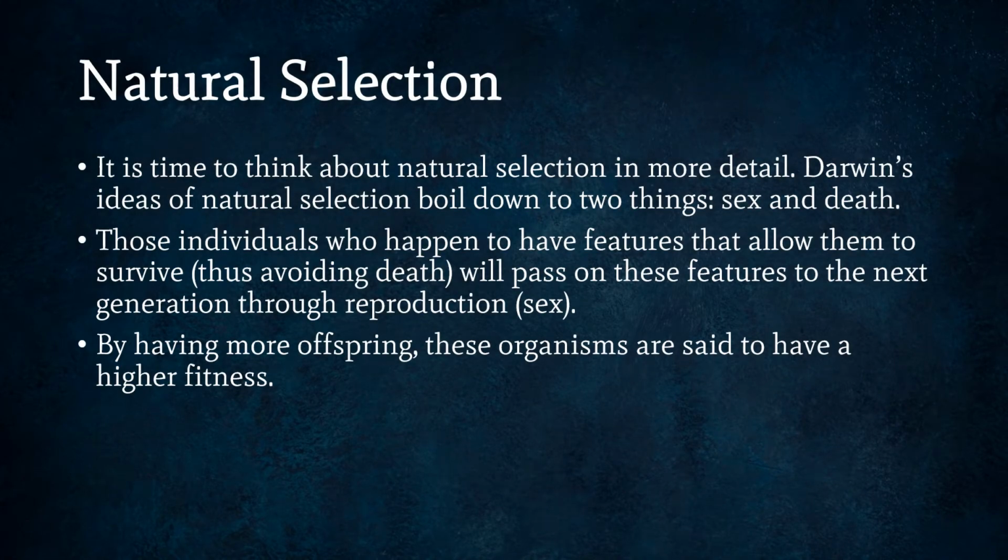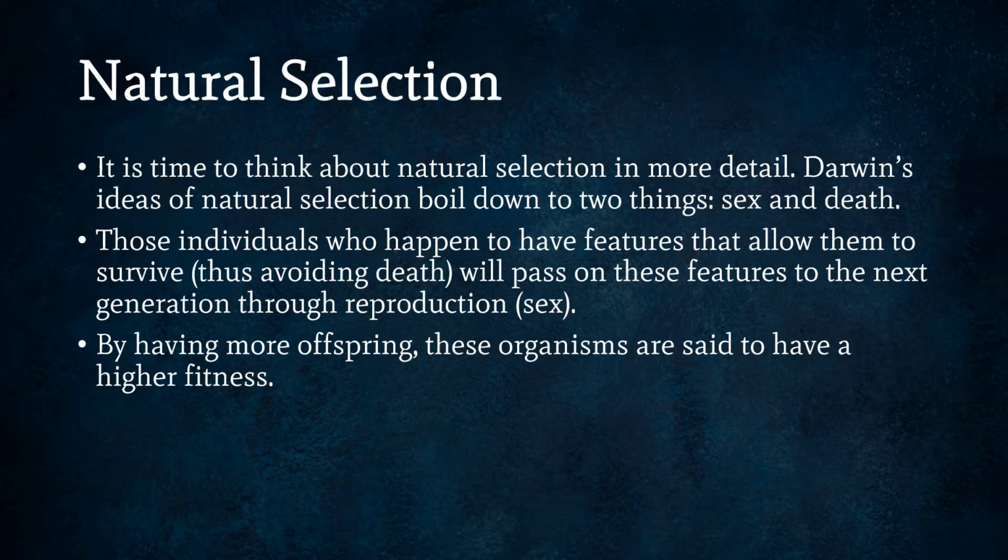So, as I mentioned in the last portion of the lesson, we will be diving in a little bit deeper into natural selection. Darwin's ideas of natural selection boil down to two things: sex and death. Those individuals who have features that allow them to survive, thus avoiding death, will pass on these features to the next generation through reproduction or sex.